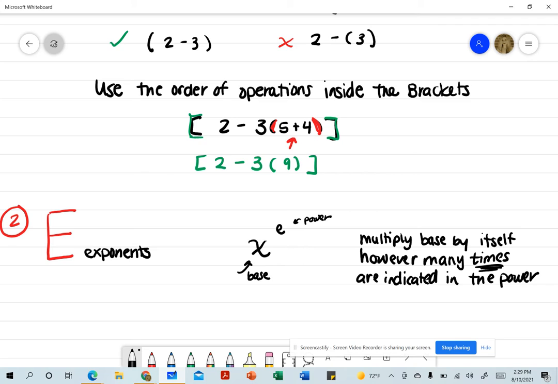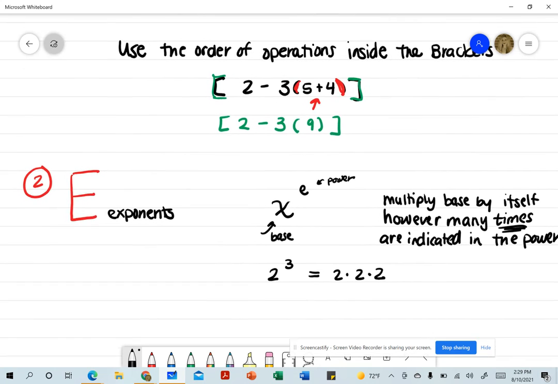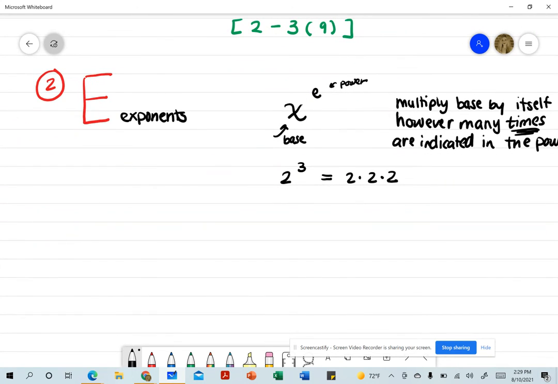So what would that mean? Say that I had 2 to the 3. In expanded form, if I wrote it out as a multiplication problem, the base is 2, and it says I need to multiply 2 by itself however many times the power says. The power says 3, so it's 2 times itself 3 times. So the next thing we look for is exponents. All right, awesome. And then we simplify those. Where do we go next?